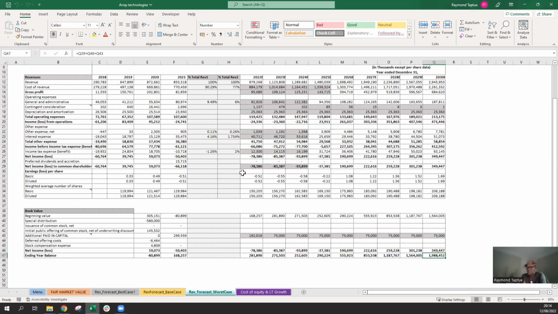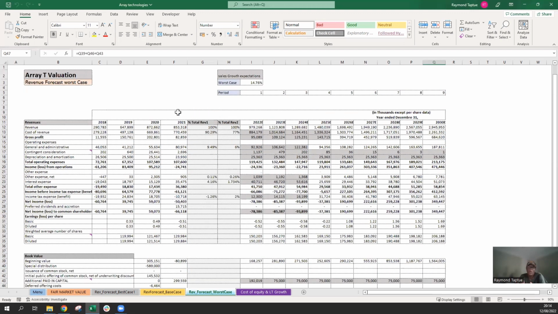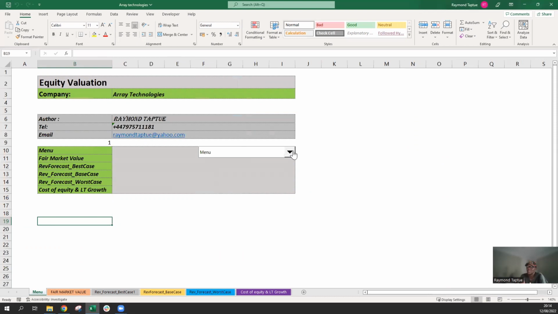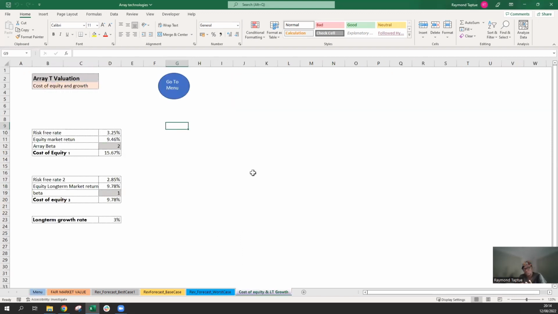So having forecasted the book value per share and the net income under all our scenarios, now what we need is to determine the cost of equity and the long-term growth rate. I decided to use two different values for the cost of equity. The first goes from 2022 to 2030, and the second goes from 2030 to the foreseeable future. Now, regarding the risk-free rate, I use the current prevailing risk-free rate, which is about 3.25%.